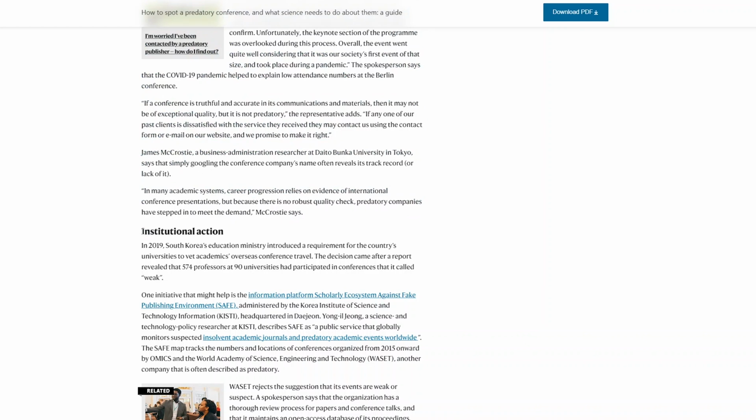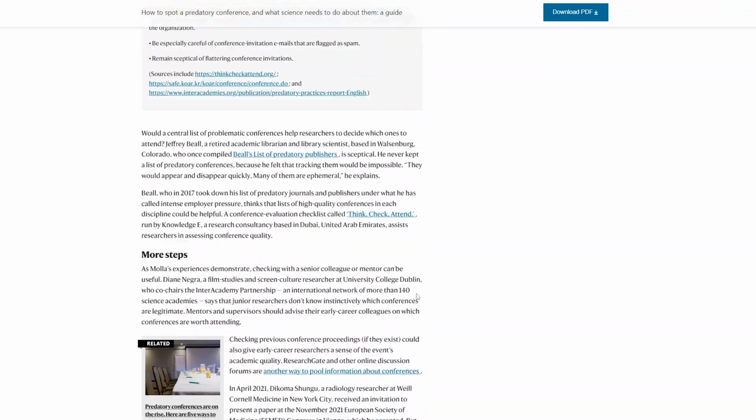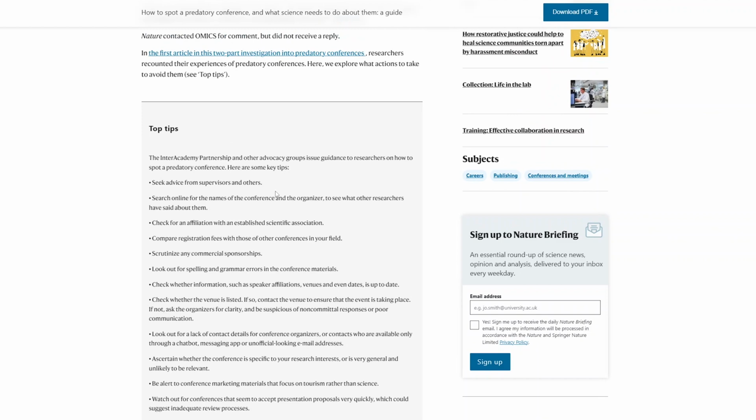I also like this section of the article where they discuss the need for institutional action, and they say that in 2019, South Korea's education ministry introduced a new requirement for universities, for academics traveling overseas. And the decision came after a report that 570 professors at 90 universities had participated in conferences that can be called weak. So you see that even some governments care about this problem, seeing hundreds of people traveling to some predatory weak conferences. So overall, the great article, and please check it and see these points, tips, how to avoid predatory conferences.